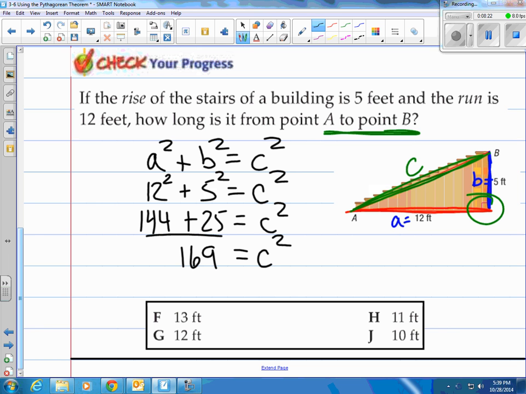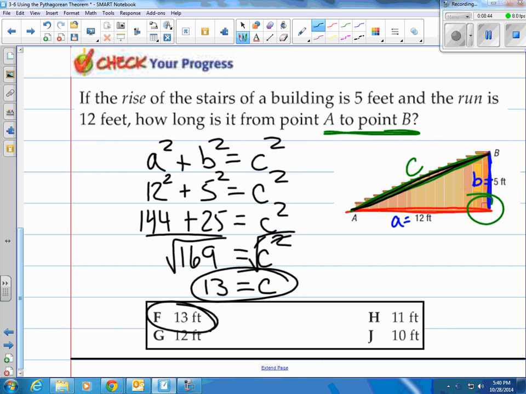And then we have to unsquare this. So we unsquare both sides. And if you remember, 169 is actually a perfect square. It is 13 exactly. And C squared, these cancel, and you're left with C. So the distance right here from A to B, which is represented by the hypotenuse, is 13 feet.